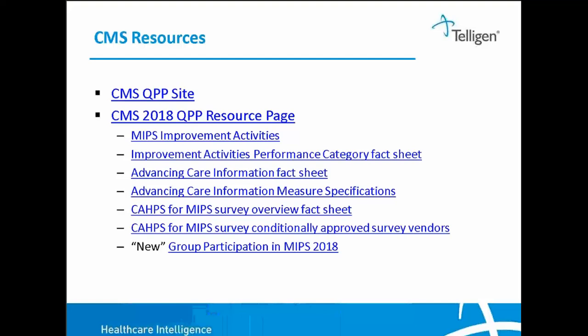We've got some resources here on the resource page. Again, CMS has done a great job on the QPP resource page on their website. So here are the resources that you may want to use for these 2 particular categories. And they just recently put out the new group participation in MIPS 2018 resource too. If you are doing group participation, take a quick peek at that. Before we close, anybody think of a question you may have?